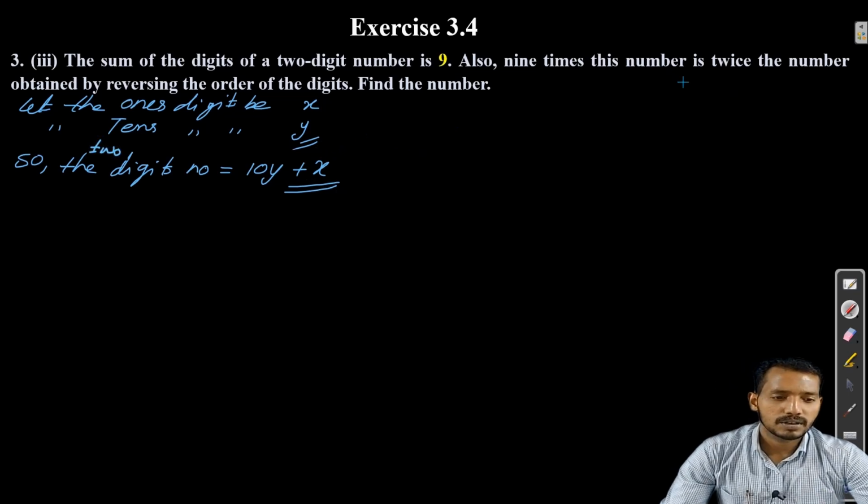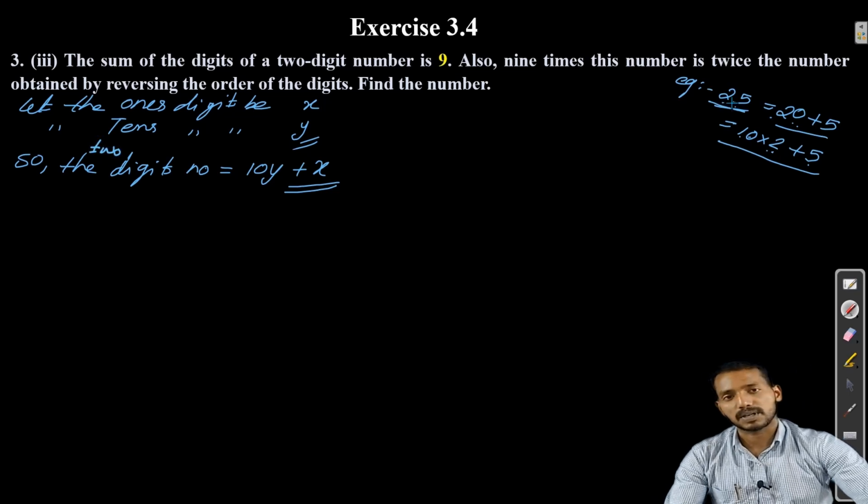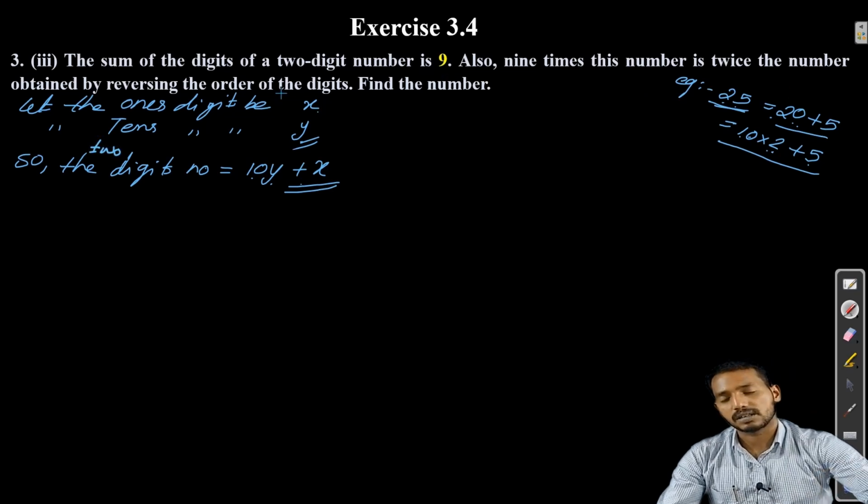For example, we can write 25 as 20 plus 5, and 20 is 10 into 2, plus 5. Clear? So we represent 25, a two-digit number, as 10 into the digit at the tens place plus the digit at the ones place. So if the ones digit is x and the tens digit is y, then we can represent the two-digit number as 10y plus x. Very simple.